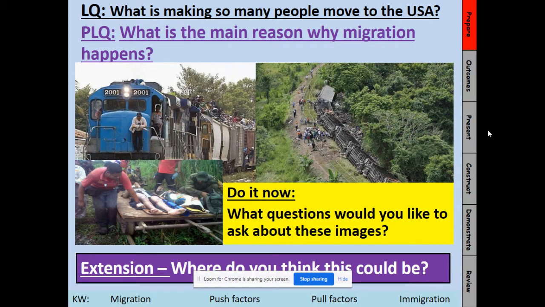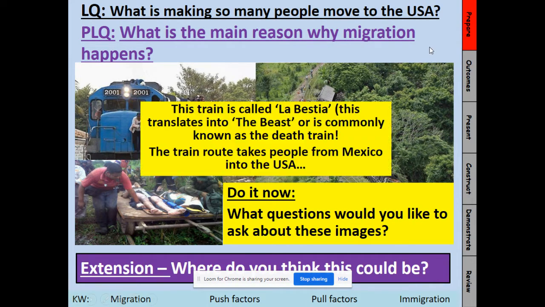Okay, so what sort of questions? Questions for me: why has the bottom left picture happened? And the top left one, why is the train so packed? Why, if it's 2001, is the train still running now? Could be a question. And for the picture on the right, what has happened would be a question that I would ask. This train is called La Bestia.